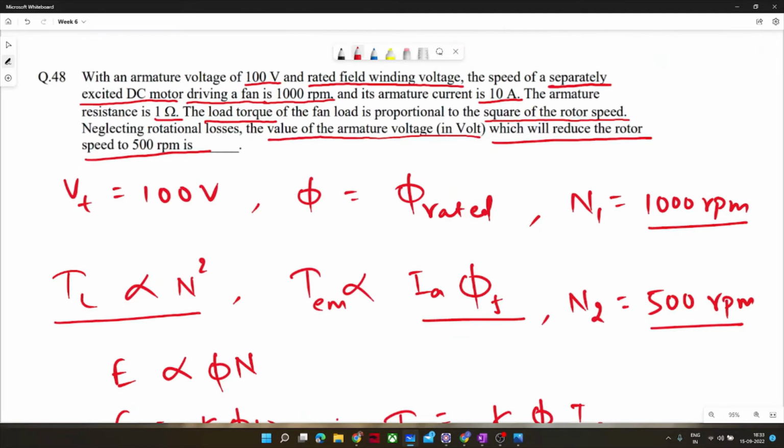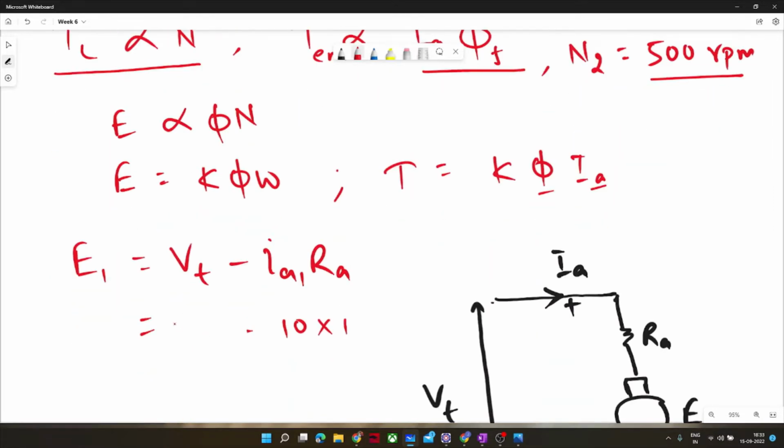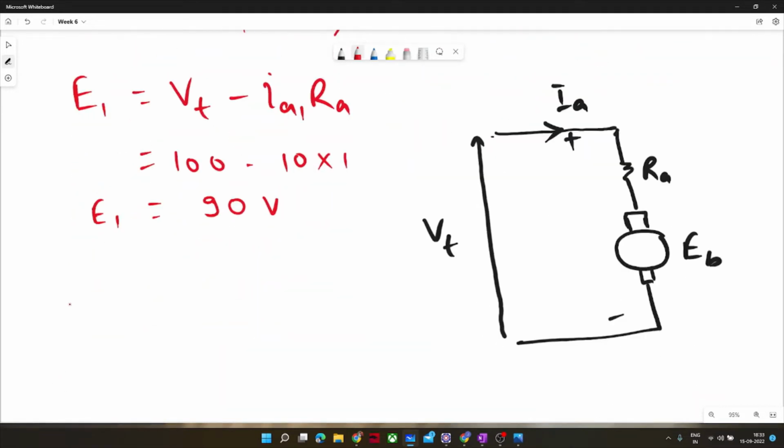VT was 100 volt, so it would be 90 volt. This is E1. We calculated E1. We know the speed across it was 1000 RPM. When this armature was rotating at 1000 RPM, it was developing 90 volt.